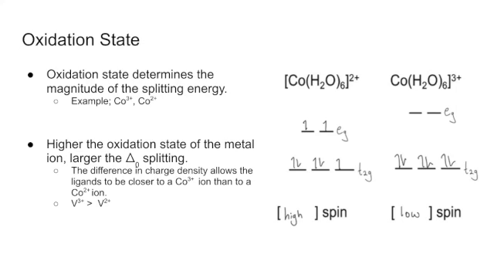So a V3+ complex will have a larger delta than a V2+ complex for a given set of ligands, as the difference in charge density allows the ligands to be closer to a V3+ ion than to a V2+ ion. The smaller distance between the ligand and the metal ion results in a larger delta because the ligand and the metal electrons are close together and then they repel more.